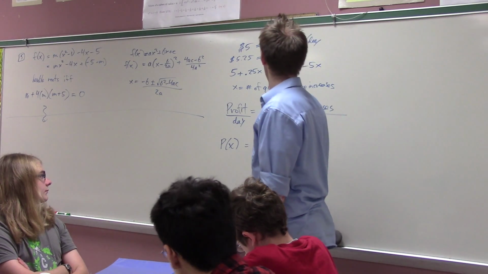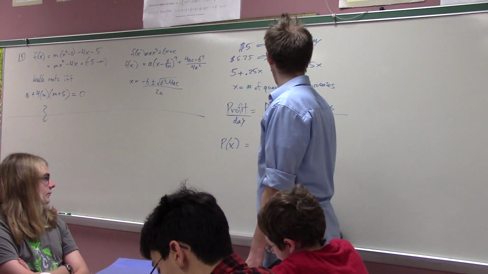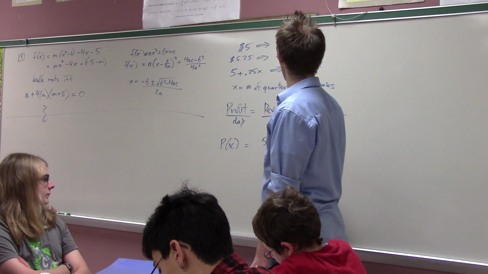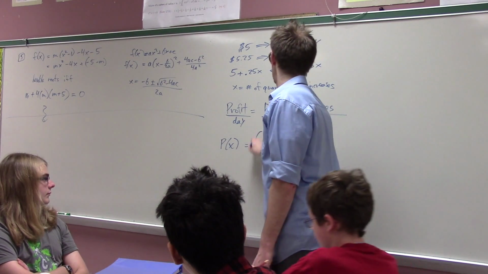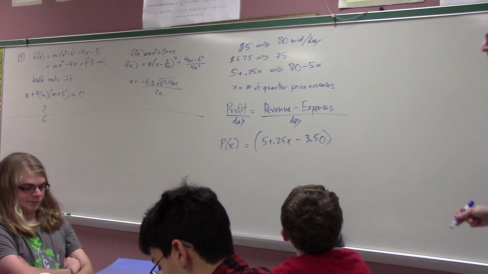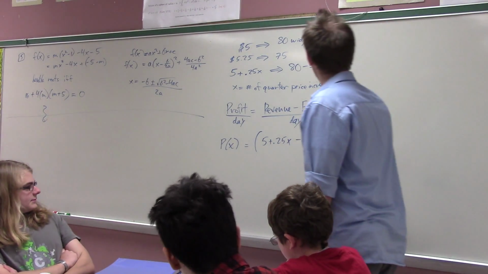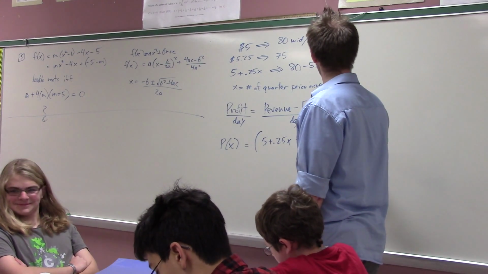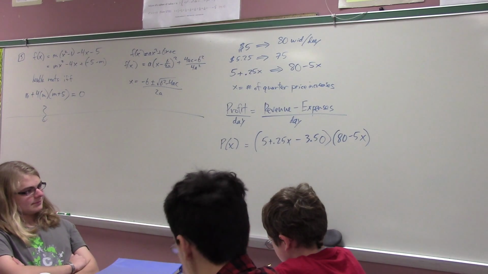And then minus, or maybe it's better to just do it per widget, right? If I take in 5 plus 0.25x per widget, and then I just subtract out the 3.50, this expression represents my profit per widget, right? Yeah, profit per widget times number of widgets per day. That's going to give me my profit per day.